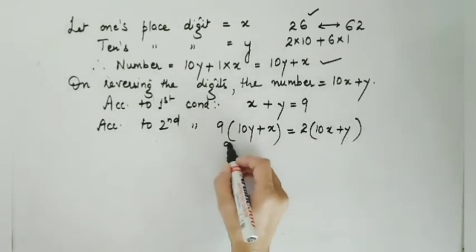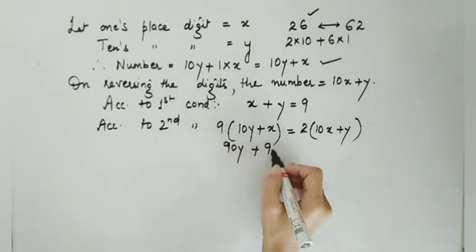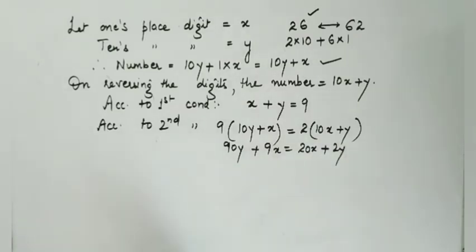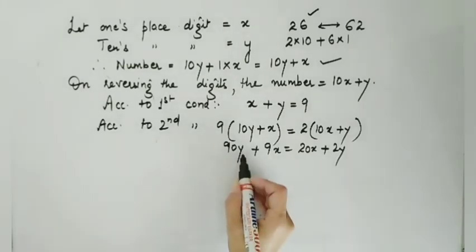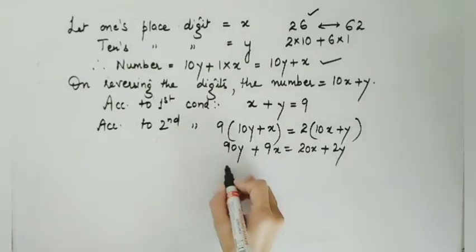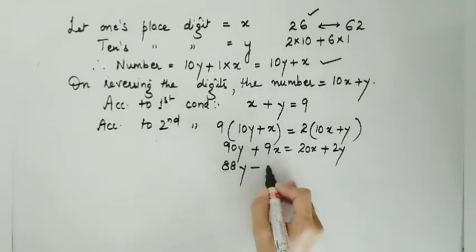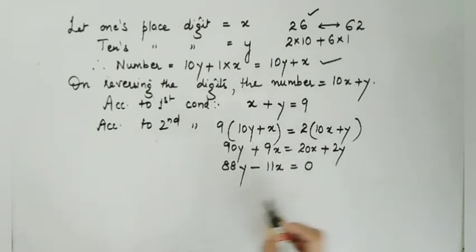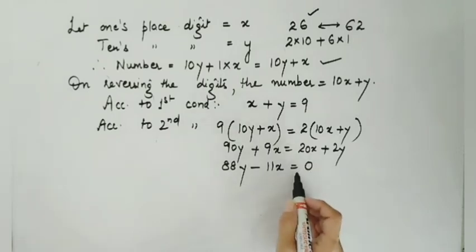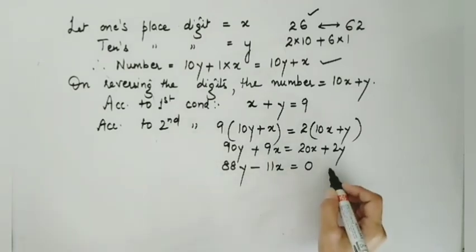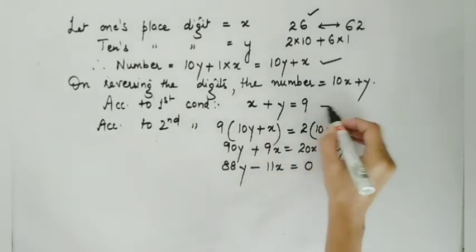So this would be 90y plus 9x equals 20x plus 2y. Put variables on one end, in fact all are variables. So 90y minus 2y would be 88y. 9x minus 20x would be 11x, and this is equal to 0. Let's divide this equation by 11 on both sides, because that would make it a little lighter. Okay, let this be equation 1.